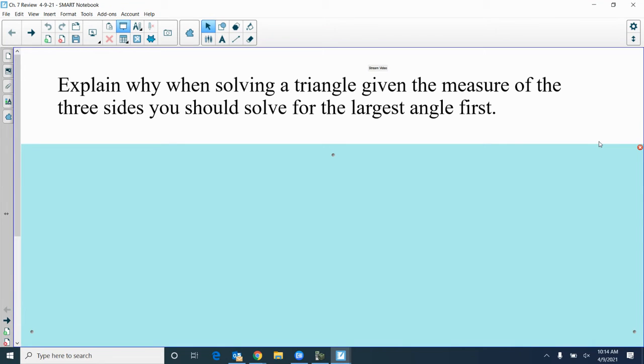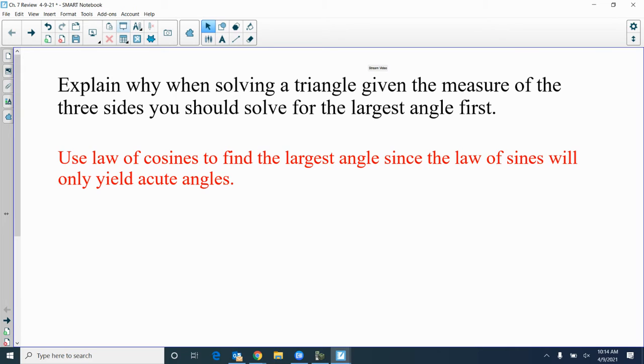Given the measure of the three sides, you should solve for the largest angle first. Why? Jacob? Because if the angle is obtuse, then your calculator will not give you the right answer. For the other ones, I think you have it right, but just a little bit. The law of sines won't give you an obtuse angle. Law of cosines will guarantee you an obtuse angle. Okay, so use law of cosines to find the largest angle.